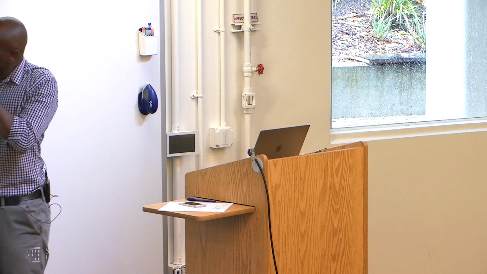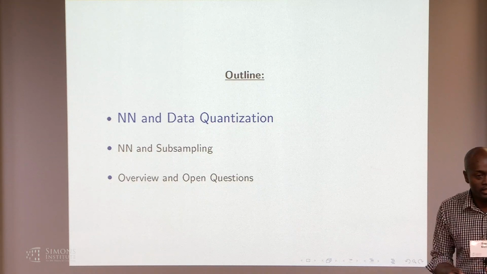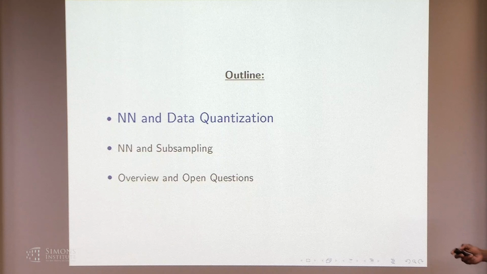So the outline of the talk: first I'll talk about nearest neighbor and data quantization, how we do this with data quantization, then how we do this with subsampling. And it will turn out that for data quantization, we have to restrict ourselves to epsilon nearest neighbors. And then for subsampling, we'll talk mostly about k nearest neighbor. So, quantization.